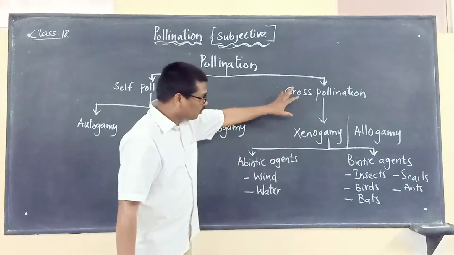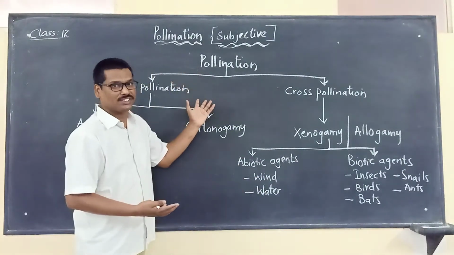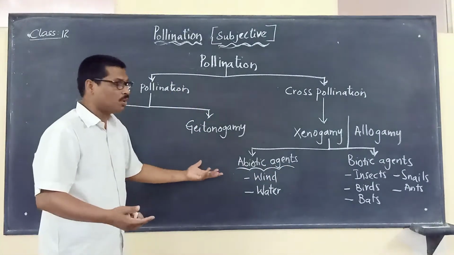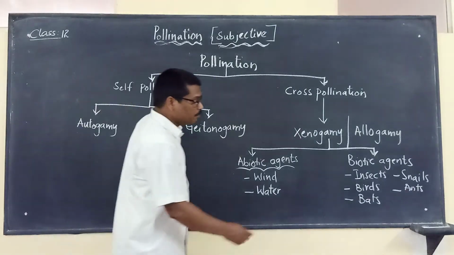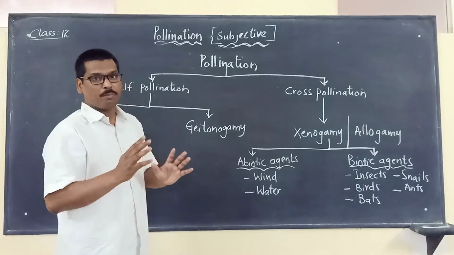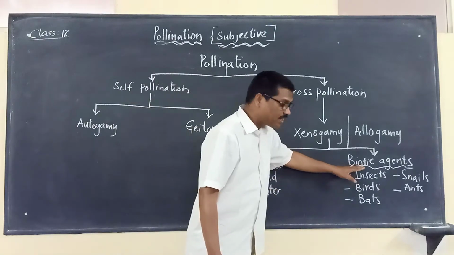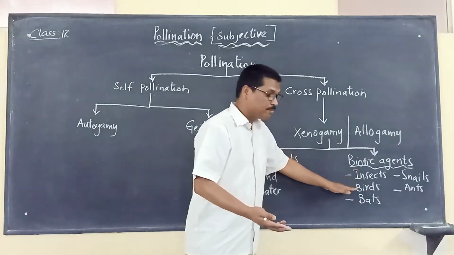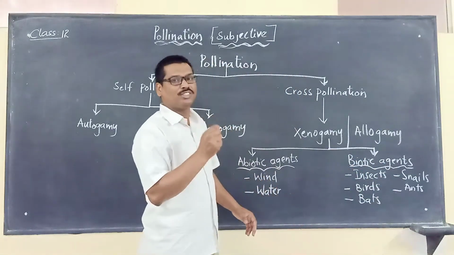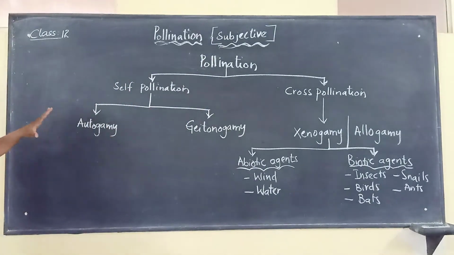For cross-pollination, various agents are compulsorily required to help in pollination. These can be abiotic agents, which are non-living, and biotic agents, which are living things. Abiotic agents are wind and water, whereas biotic agents can be insects, birds, bats, snails, or even ants.